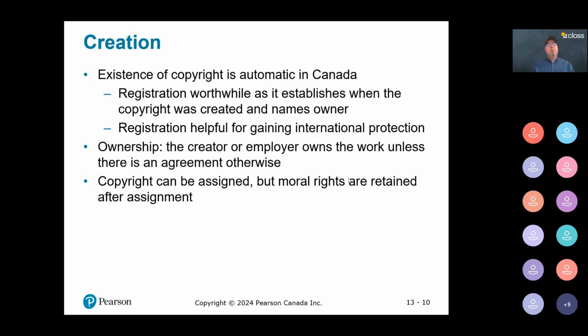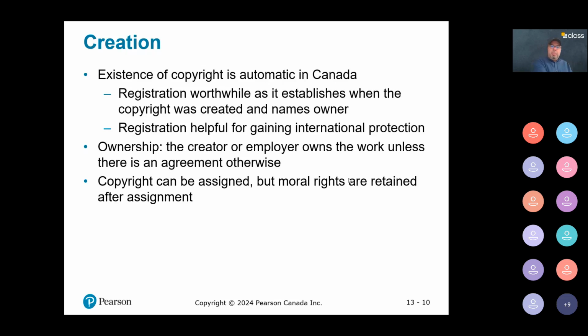But the moral rights, what are the moral rights? Moral rights are the rights related to my name, to the name of the author. My moral rights, I cannot sell. I cannot assign. So when I sell the economic rights to a publisher, I still keep the moral rights.